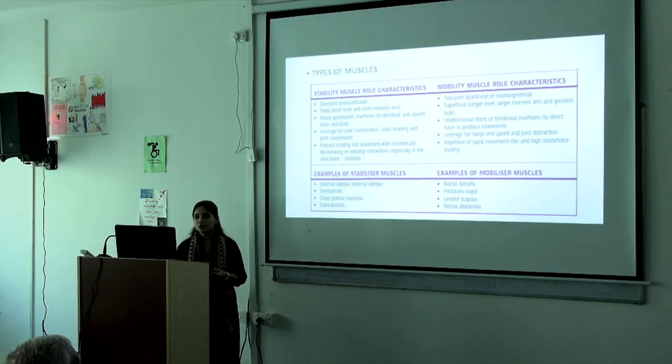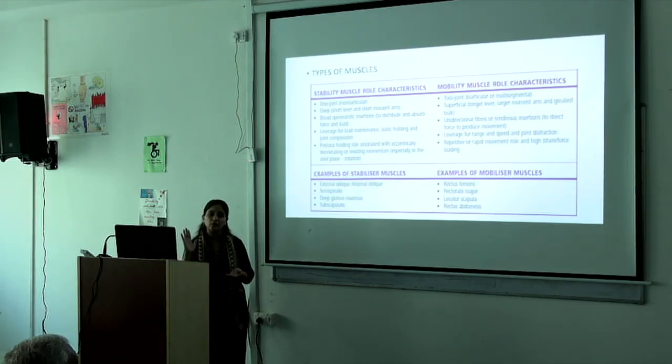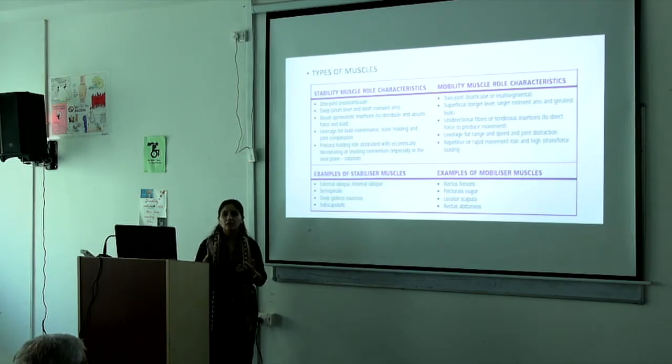Talking about the mobility group, these are usually two-joint muscles. They are superficial. They provide unidirectional fibers or tendinous insertions to direct force to produce any sort of movement. These are responsible for leverage, range of motion, speed and joint distractions. Lastly, they have a repetitive or rapid movement role and high strain and force loading. So whenever you are doing any movement with speed, the global group of muscles are used in that.